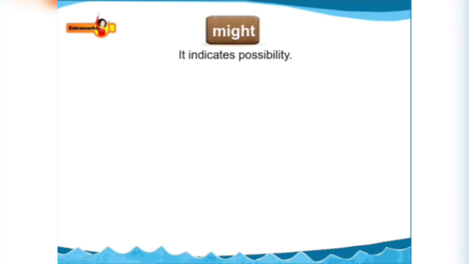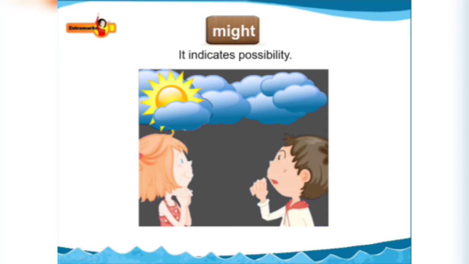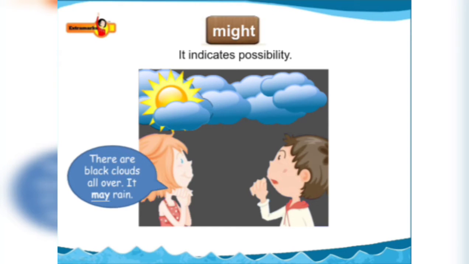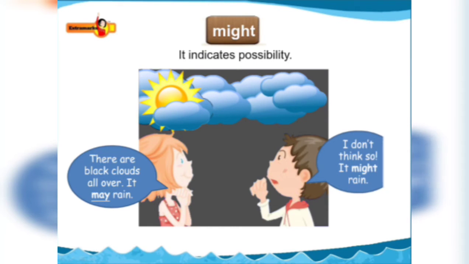Might: A. To indicate possibility. It shows a lesser possibility than may. Take a look at this example. There are black clouds all over. It may rain. This sentence shows that there is a possibility of rain in near future. I don't think so. It might rain. The boy is doubtful that it may or may not rain due to the sun appearing out of clouds. Might indicates that the chances of raining are much less.